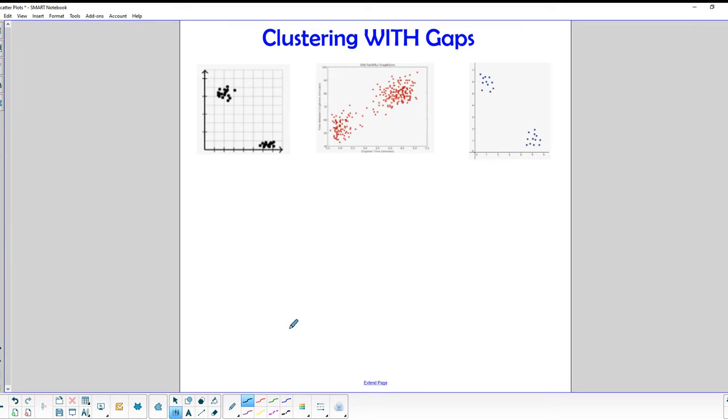Okay, so here's some other examples of what we call clustering. And sometimes the data can be clustered into different groups. And so this clustering has some gaps in between. So you might be able to note that and see why that might be taking place in whatever particular application that you're trying to graph.